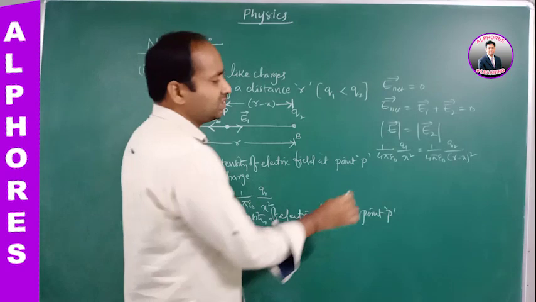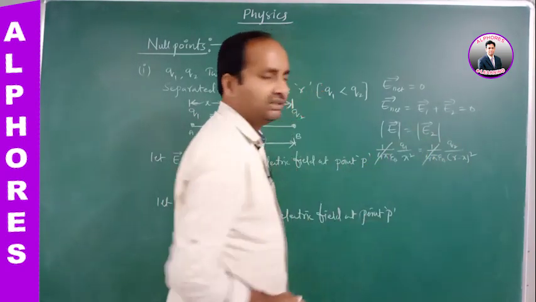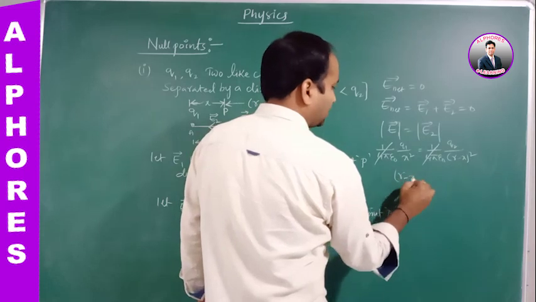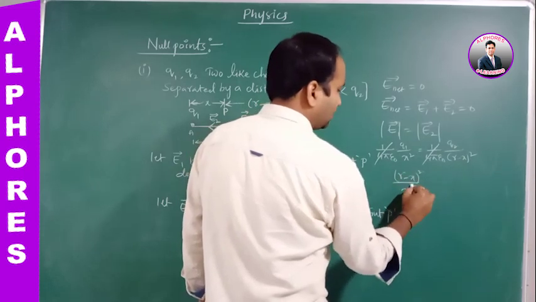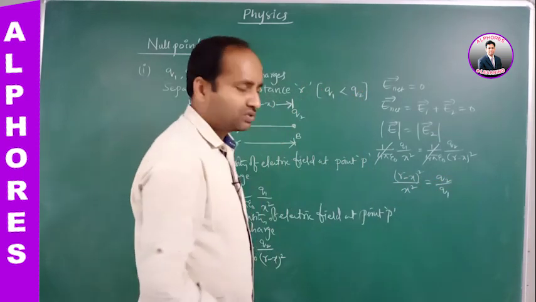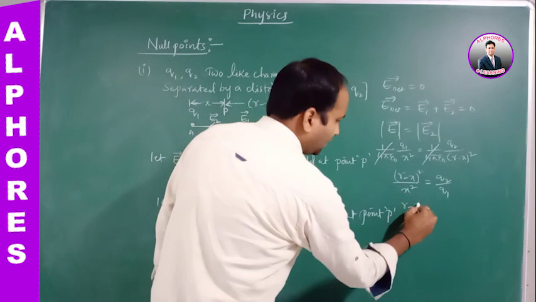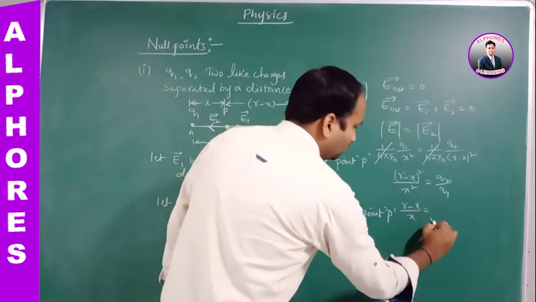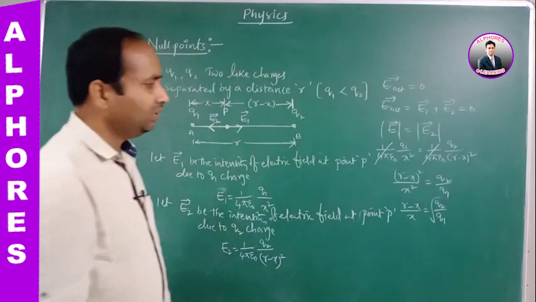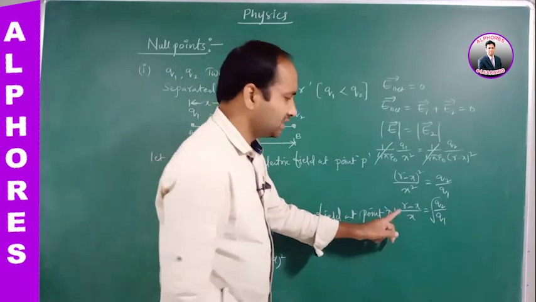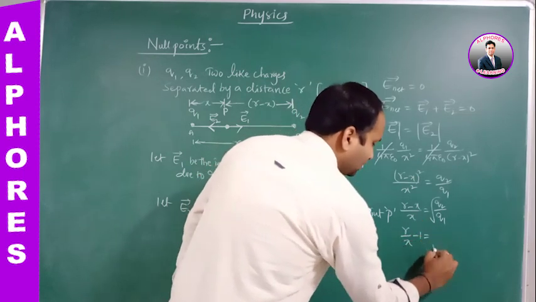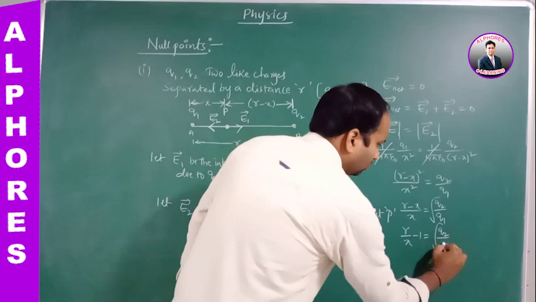Okay. Now on both sides 1 by 4 pi epsilon naught cancels. Now interchange these two terms. R minus x whole square by x square is equal to Q2 by Q1. Taking square root on both sides, you will get R minus x by x is equal to root over Q2 by Q1. Now this equation can be written as R by x minus x by x, minus 1, which is equal to root over Q2 by Q1.